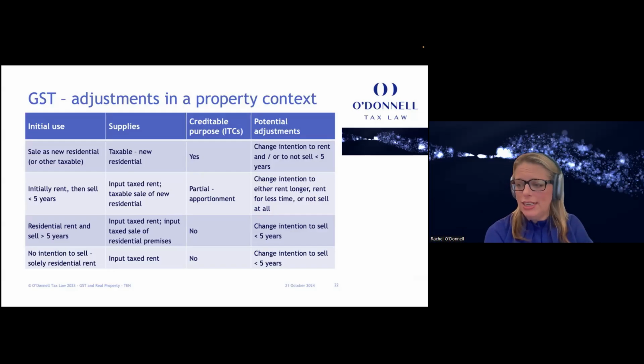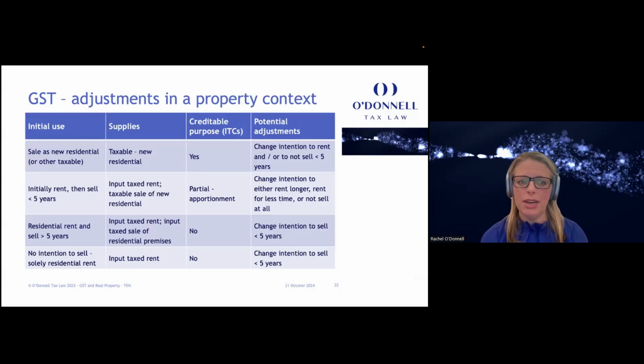If you change intention because you either want to rent it for longer or rent it for less time or to not sell it at all, so continue renting it, then you'll have to change that proportion that you have claimed as an input tax credit if you are within those adjustment periods.